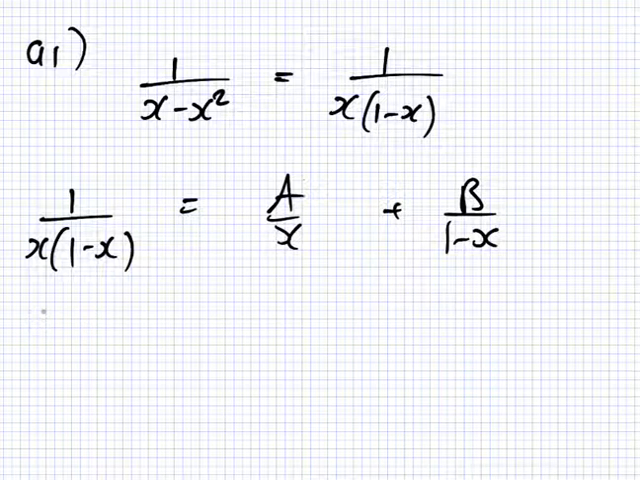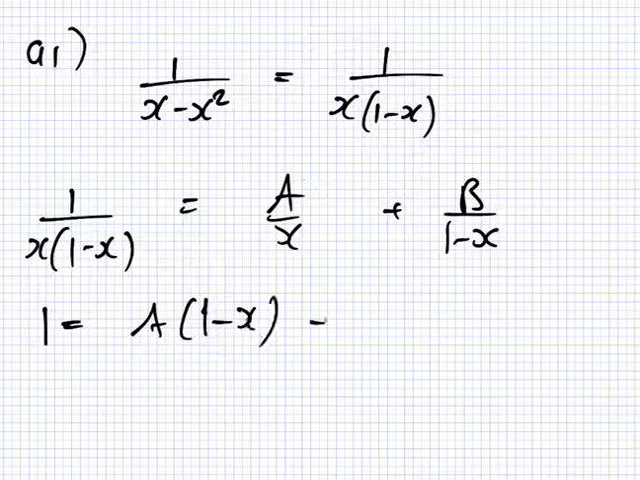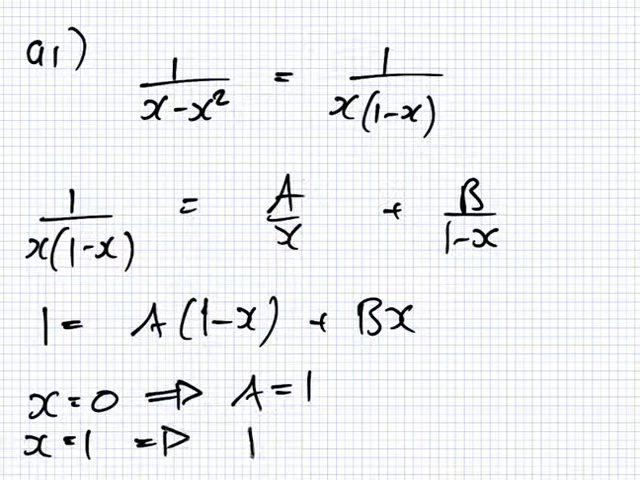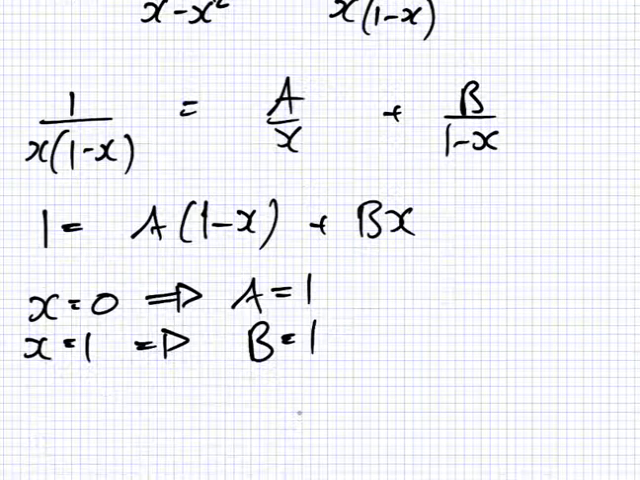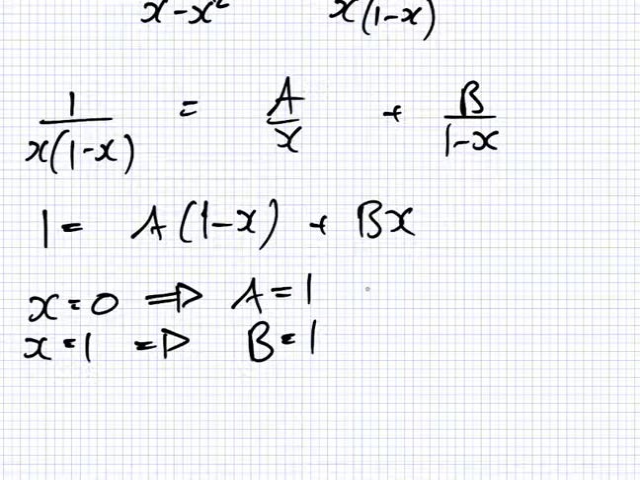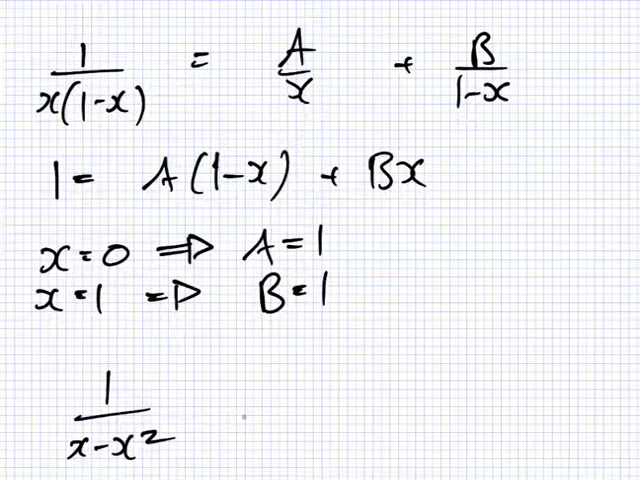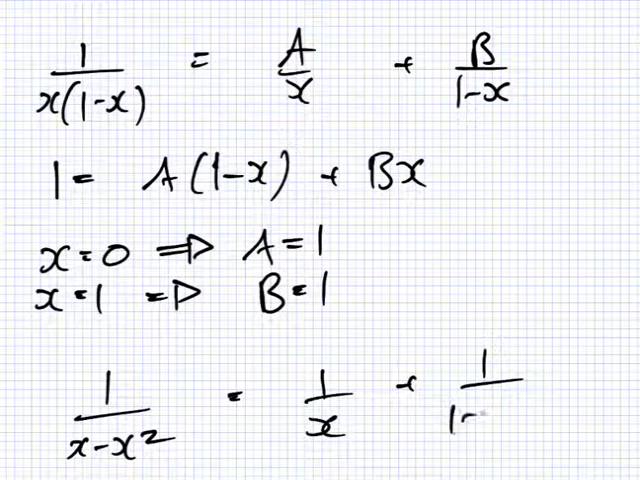Multiplying through by the denominator, I get 1 equals A times (1 minus x) plus B times x. If I make x equal to 0, then that would mean A equals 1. And if I make x equal to 1, that means B will equal 1. So I have it as a partial fraction now. I'll put it back as it was: 1 over x minus x squared equals 1 over x plus 1 over 1 minus x.